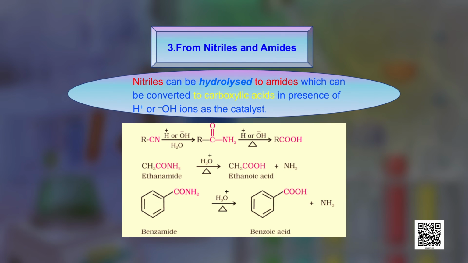Here, nitriles can be hydrolyzed to amides, which can be further converted to carboxylic acids in the presence of H plus or OH minus ions as the catalyst. You can see in the reaction that nitriles are first converted to the amides, and amides are then hydrolyzed to the carboxylic acids. Similarly, we can start from amides itself, and then amides can be hydrolyzed to carboxylic acids.